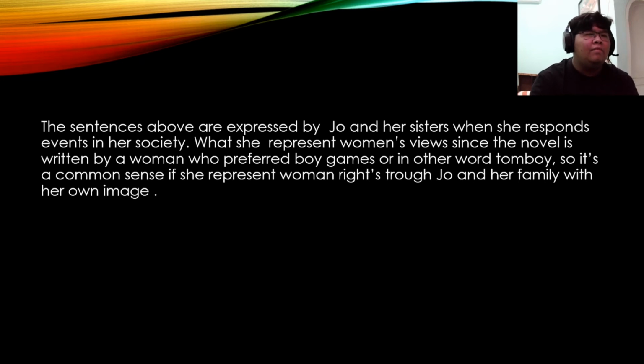The sentences that we just saw are expressed by Jo and her sister when she responds to events in her society. She represents women's views, since the novel is written by a woman who preferred boy games, or in other words, a tomboy. So it's common sense that she represents women's rights through Jo and her family with her own image.